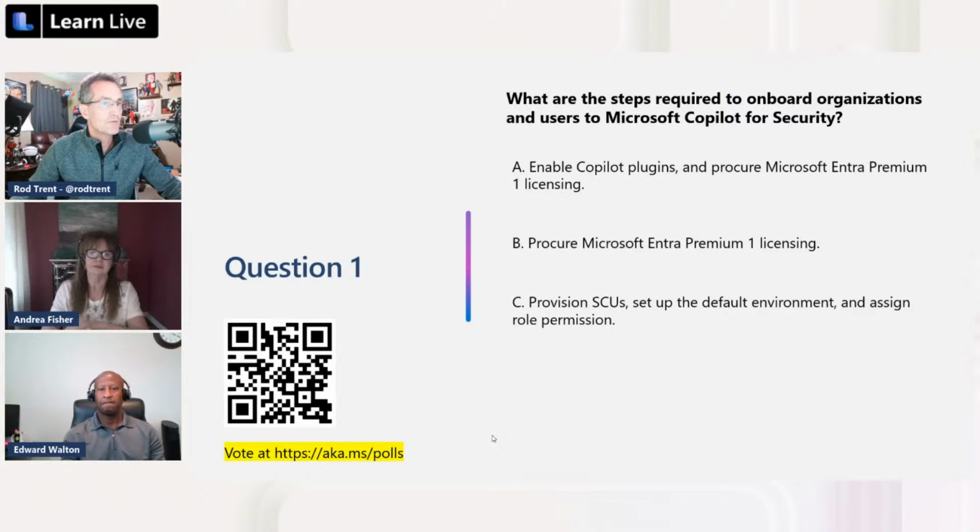What are the steps required to onboard organizations and users to Microsoft Copilot for Security? Is it A, enable Copilot plugins and procure Microsoft Entra Premium 1 licensing? Did we talk about that? I don't know. B, procure Microsoft Entra Premium 1 licensing. Or C, provision SCUs, set up the default environment, and assign role permissions.